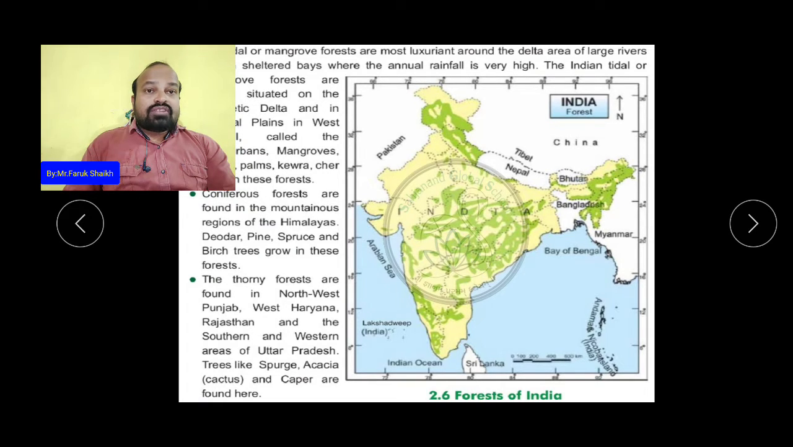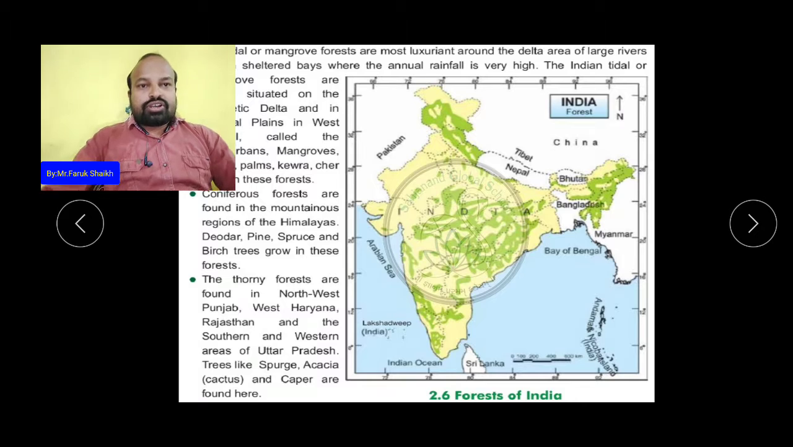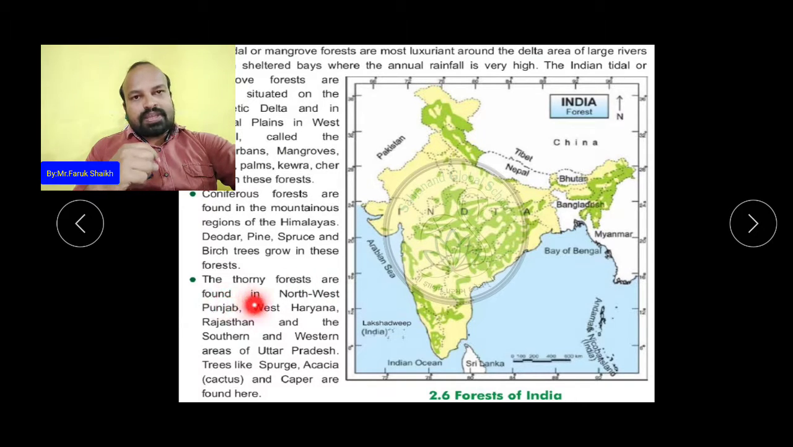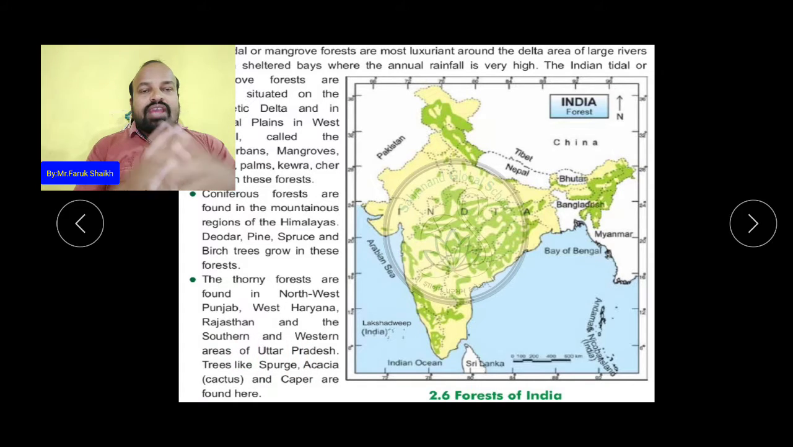In which region are these types of trees found? In northwest Punjab, west Haryana, Rajasthan, and the southern and western areas of Uttar Pradesh. The trees found in these forests are spurge, acacia, which is a kind of cactus, you know, and kikar. These trees are found in this region.